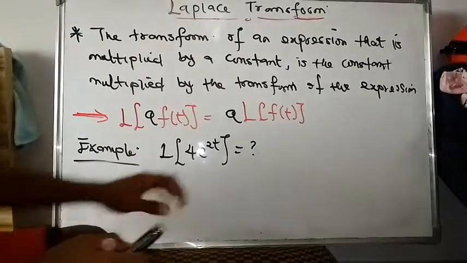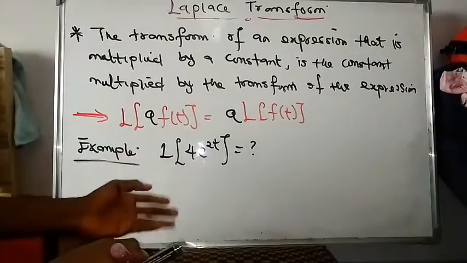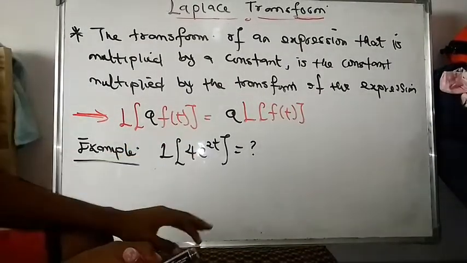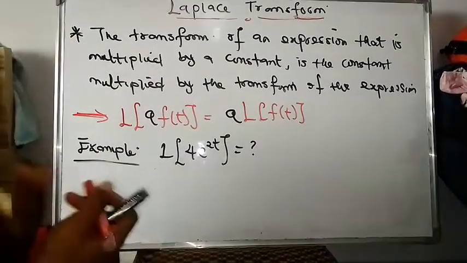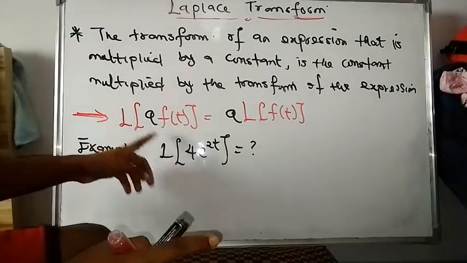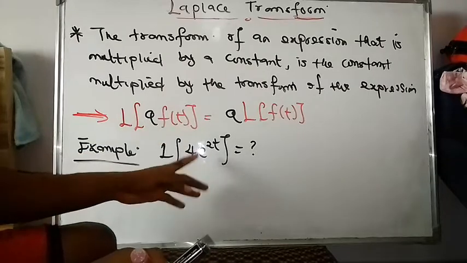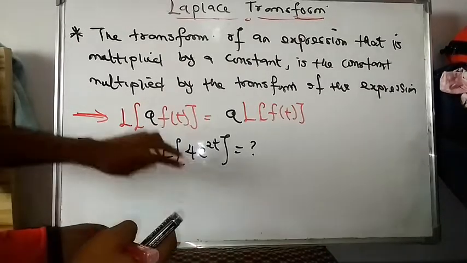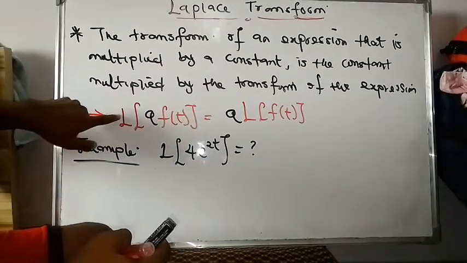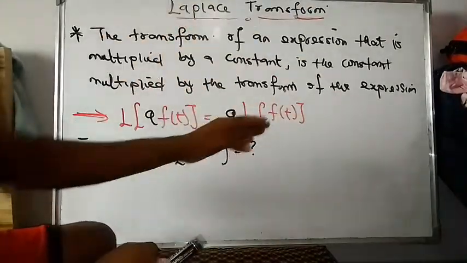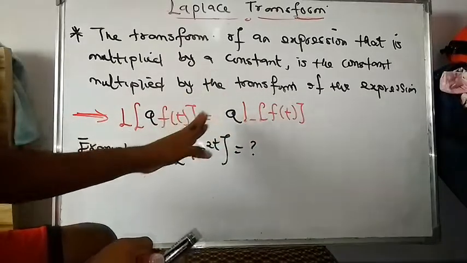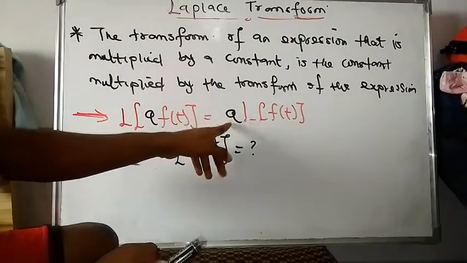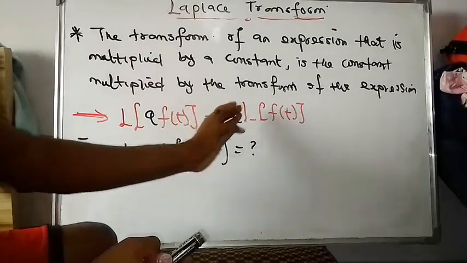So now taking one example, we're going to make use of this same rule. Basically, this is the simplest rule. So what do I have to do? Now this is a constant, right? 4 is a constant, and it's multiplying the function we need to transform. So the rule says take out the constant in front of the Laplace, then solve the Laplace function.